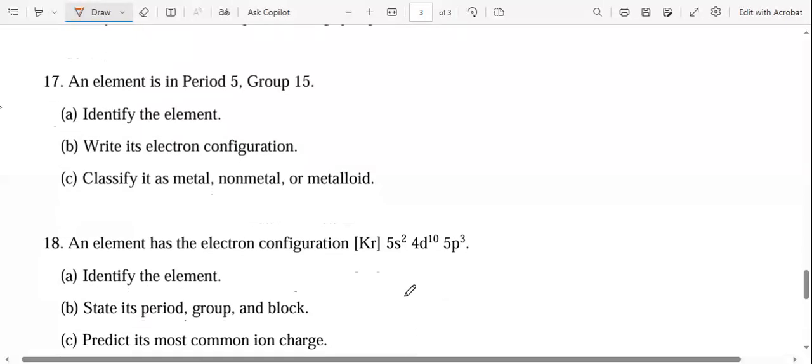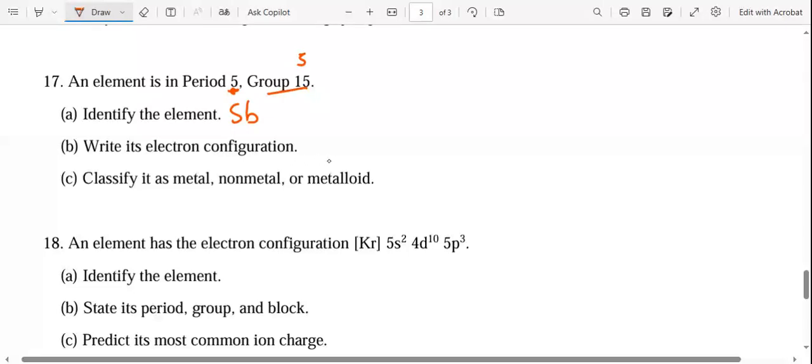So identify the element in period 5. This is simple. Identifying the element in period 5, group 15. Group 15 is the same as group 5, by the way. Period 5, we should know that. If you look at the periodic table, you find that the element being talked about is antimony, which is Sb. Just use the periodic table and you'll be able to see what I'm talking about.